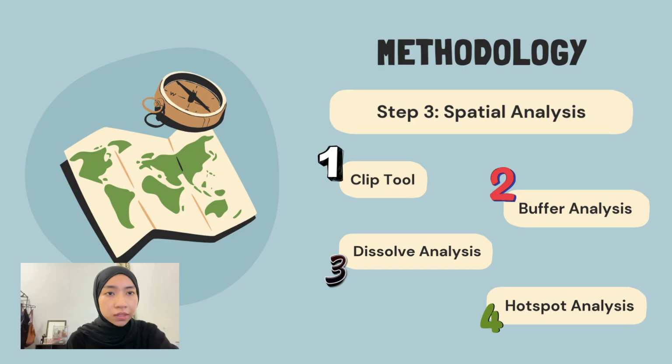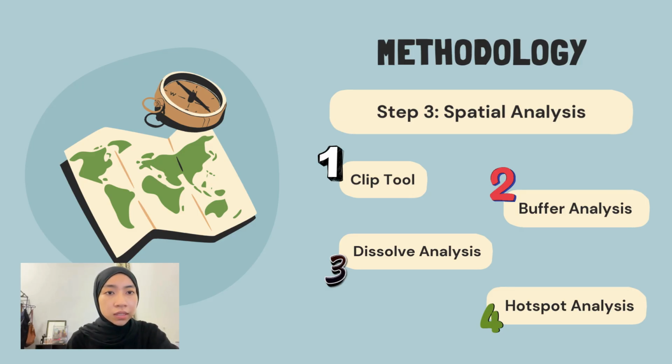Step 3, spatial analysis. Several GIS spatial analysis tools were applied. The first one is the clip tool, used to extract tourist attraction points located only within the Melaka Tengah boundary. The second one is buffer analysis. A 300-meter buffer was applied around each tourist attraction to represent walkable influence zones and tourist accessibility.